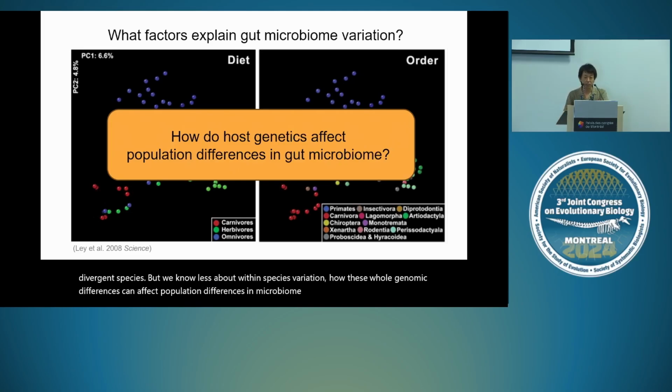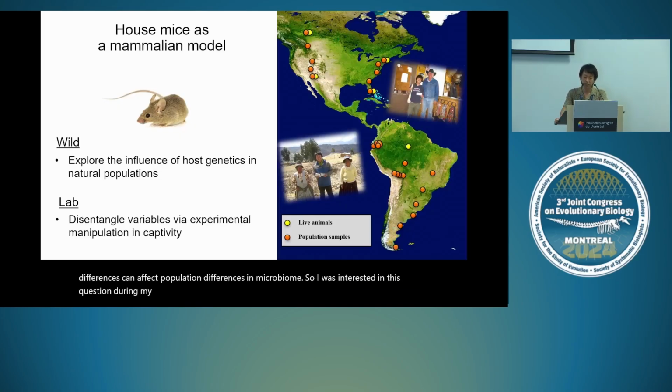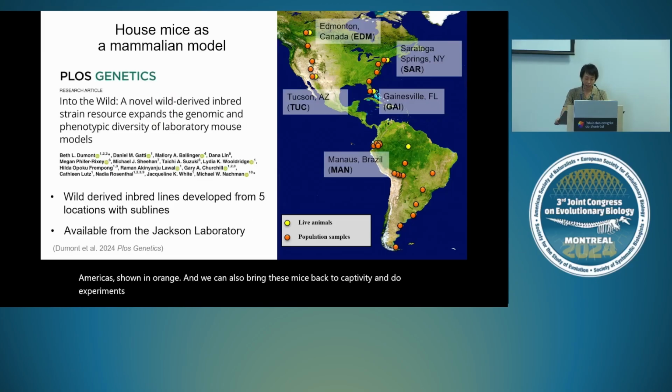So I was interested in this question during my PhD, and we used wild house mice as a model system. These are great models because we can use genetic tools from mouse genetics. Together with the Nachman lab, we collected these population samples across the Americas, shown in orange. We can also bring these mice back to captivity and do experiments. We also established wild-derived inbred lines from 5 locations, and within each location, we have multiple lines as well. And now people can purchase these from Jackson Lab.